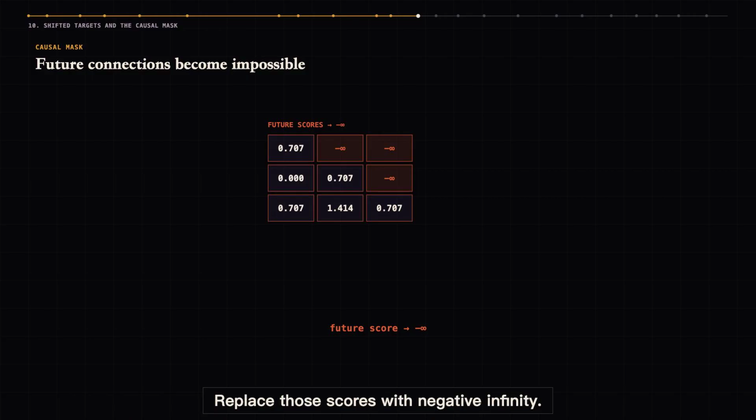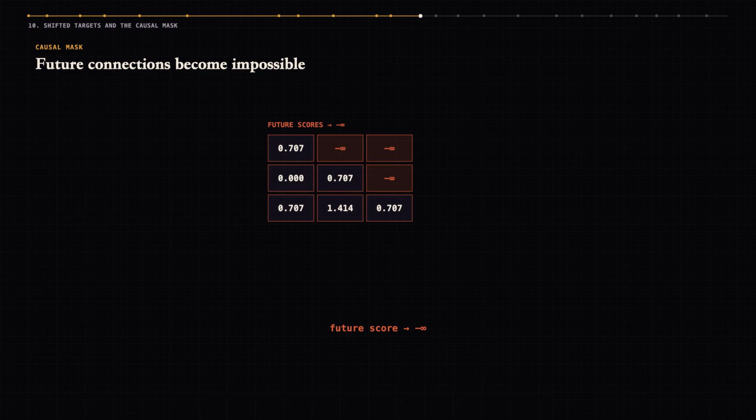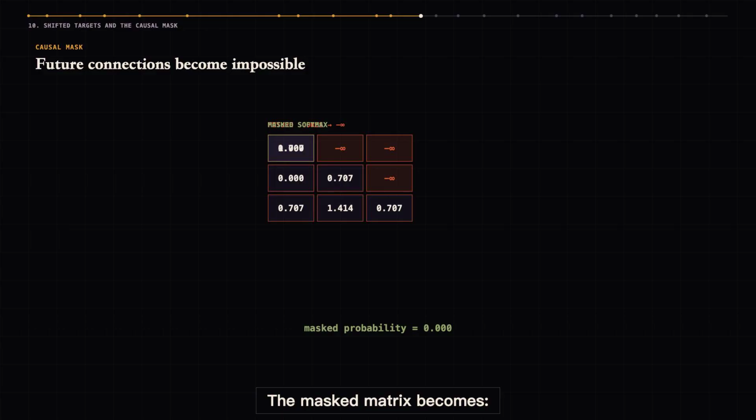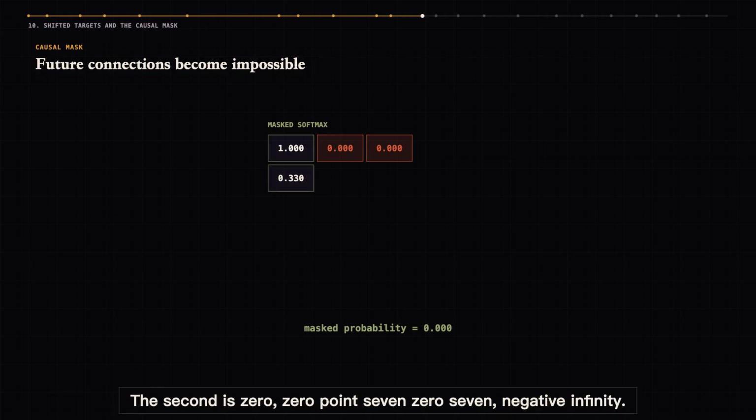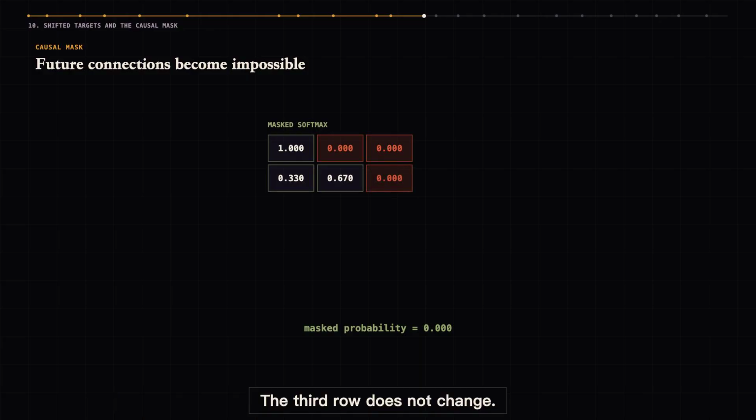For the first query position, the second and third keys belong to the future. Replace those scores with negative infinity. For the second query position, the third key belongs to the future. Replace that score with negative infinity. The masked matrix becomes: the first row is 0.707, negative infinity, negative infinity. The second is 0.707, 0.707, negative infinity. The third row does not change.